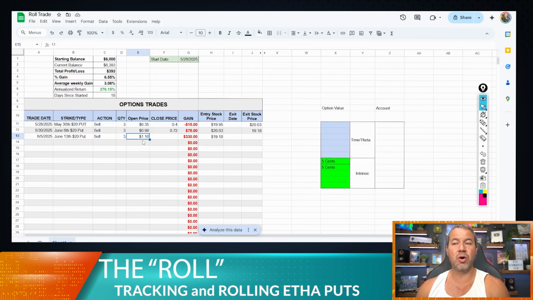And then I sold and I have a bigger credit for the following week of $1.10 that I could hopefully realize. This represents hopefully $1.10 of time value and only maybe 10 cents of intrinsic value, as I'll show you here in a second. So now this is where we sit. I have the June 13th $20 put, and I'm going to roll that now into next week's puts. So I'm going to show you guys how to do that.